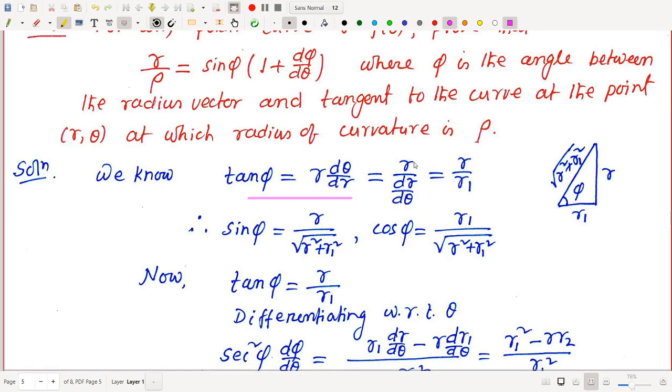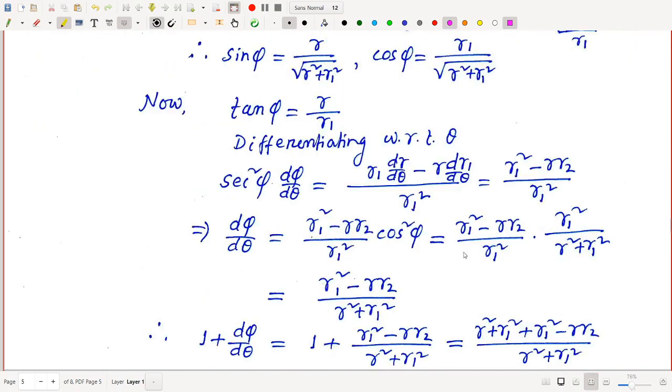And dθ/dr means we can write it as 1 by dr/dθ, that is r by r1. Dr by dθ is r1. So tan φ is r by r1. See, you can use this triangle. r by r1 is tan φ. So the hypotenuse is root over r² plus r1². Therefore, sin φ will be r by root over r² plus r1², and cos φ will be r1 by root over r² plus r1².